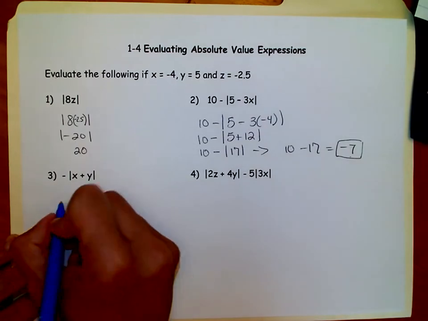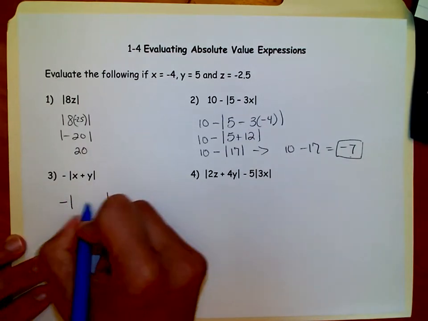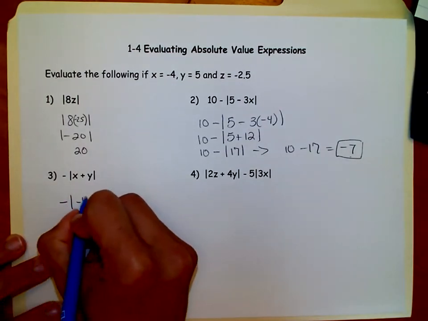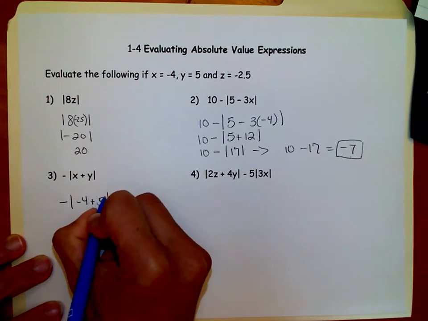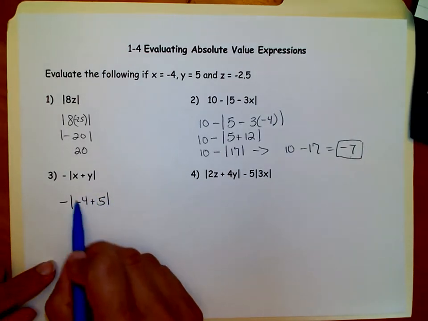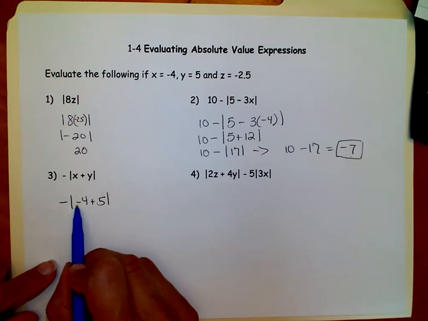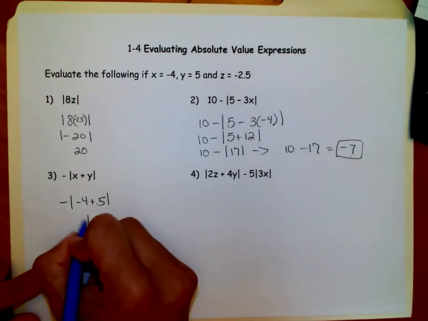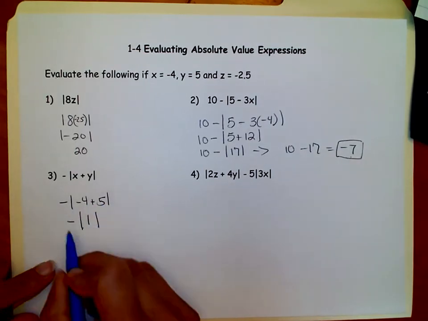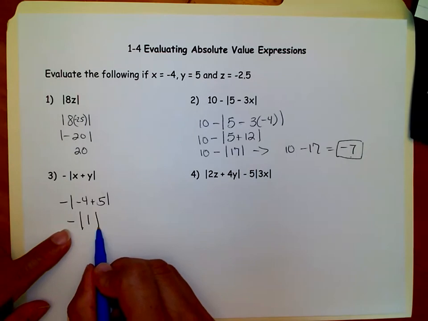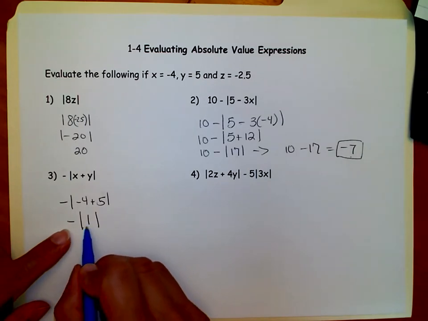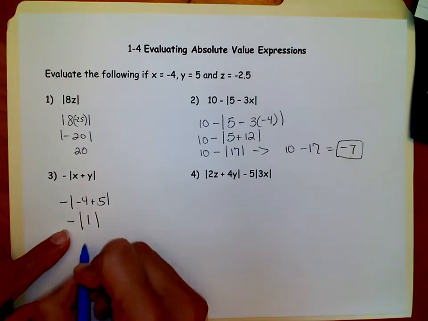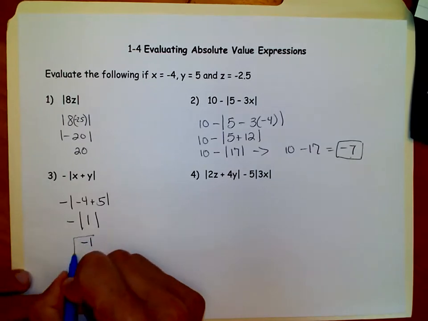Okay, over here we have a negative absolute value of x plus y. So first we're going to do what's inside because that's like our parenthesis. -4 plus 5 is 1. So now I have the opposite of the absolute value of 1. Well, how far is 1 away from 0? Or what's the absolute value of 1? It's 1. So now I just have a -1.